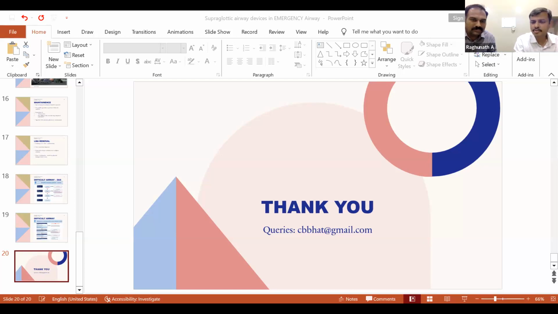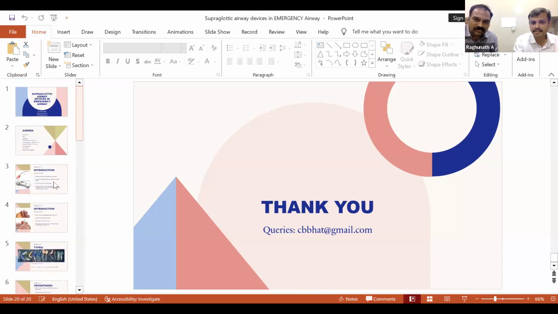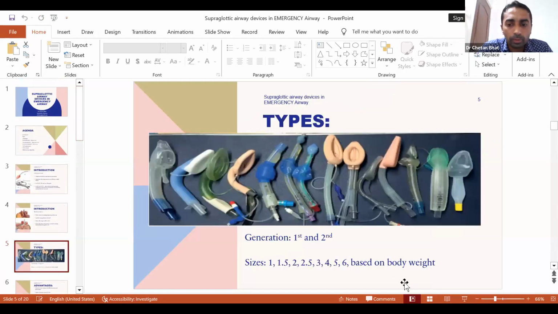Dr. Chetan, can you show the picture of first generation and second generation? In one slide, all the LMAs were there. Yes, sir. Can you just differentiate what you call first and what you call second?